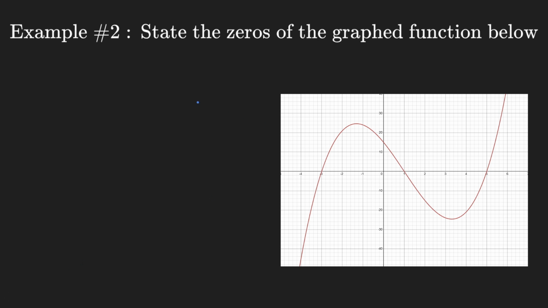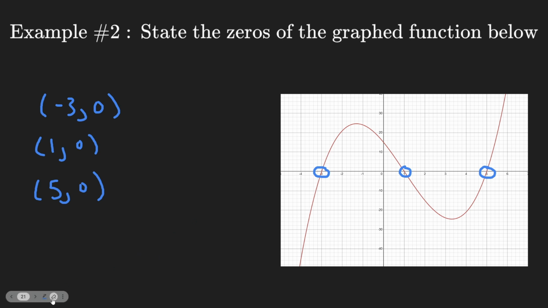It says, state the zeros of the graphed function below. If you remember, zeros are just the x-intercepts. What I'm noticing here is this is an x-intercept, this is an x-intercept, and this is an x-intercept. So it looks like we have a zero at minus 3, 0, another one at 1, 0, and another one at, looks like, 5, 0. So these would be our zeros, or in other words, x-intercepts. You can deduce that just by looking at the graph. Let's move on.